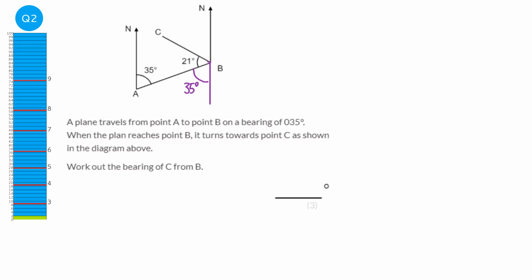The question asks to find the bearing of C from B. So we're at B and we're finding the angle that C makes from north going clockwise. Well, it's going to be this angle here we're looking for. And we already know what this side is, which is 180 degrees because it's a straight line. We've got the 35 degrees there, and we've got the 21 degrees. So it's going to be 180 plus 21 plus 35. It doesn't matter which order we add them, which will equal 236 degrees.